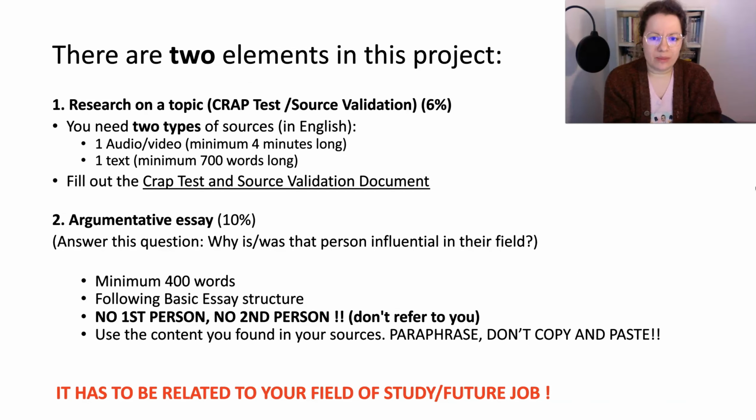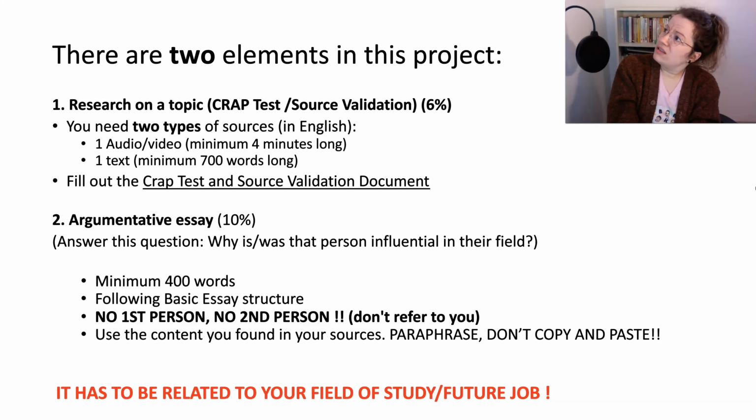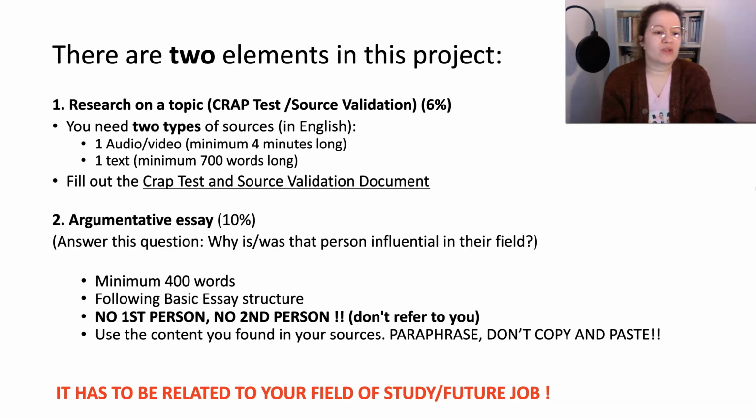So there are two elements, as I said before: a research on a topic, and you will have to fill out a document that I will show you in a minute. So it's going to be the CRAP test we talked about on week 2, actually, the beginning of the semester. You have to justify why your source is pertinent and trustworthy and reliable. For that, I do not want you guys to pick Wikipedia as a source. I mentioned it before, but I'm mentioning it again. Wikipedia is a good starting point for you to find other references, but it's my pedagogical choice that I say no Wikipedia as your source.